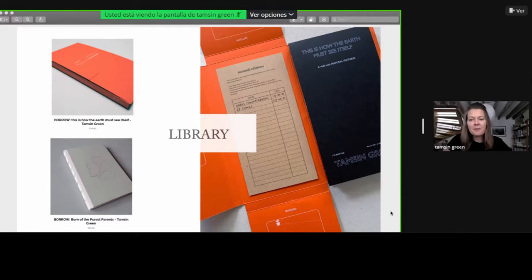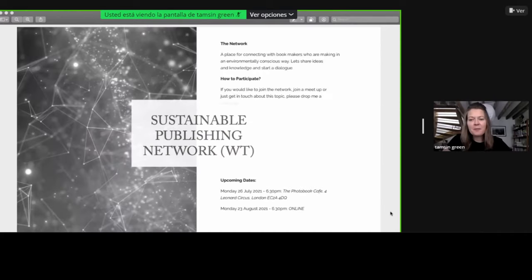And something else which I am exploring at the moment is sustainable publishing networks. So connecting with other people who are making books and interested in sharing knowledge and ideas around sustainable publishing. So we've been having some really interesting conversations over the last couple of months with a group of publishers and photographers about how we share knowledge and create a dialogue about making in an environmentally conscious way.